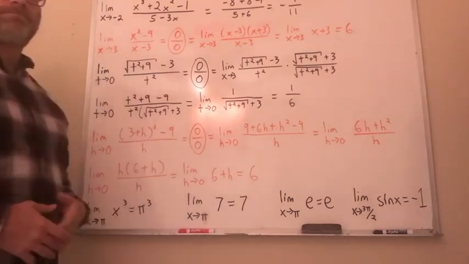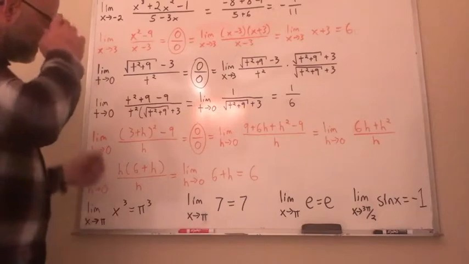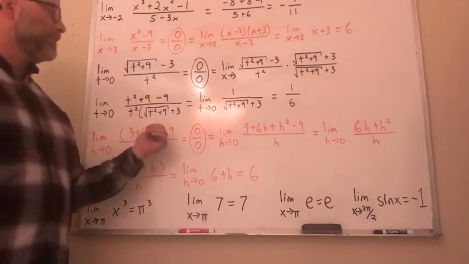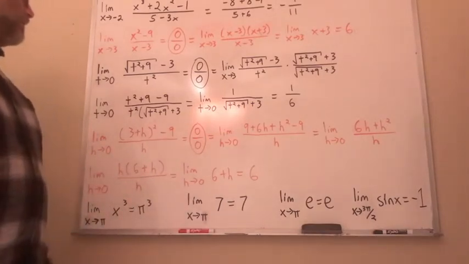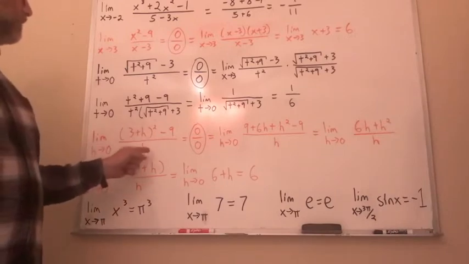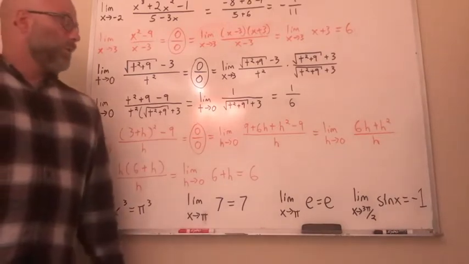Look at this problem. Very similar. Limit as h approaches 0 of (3 plus h) squared minus 9 over h. Well, what if I plug in 0? What do I get? Clearly 0 over 0. What am I going to do?